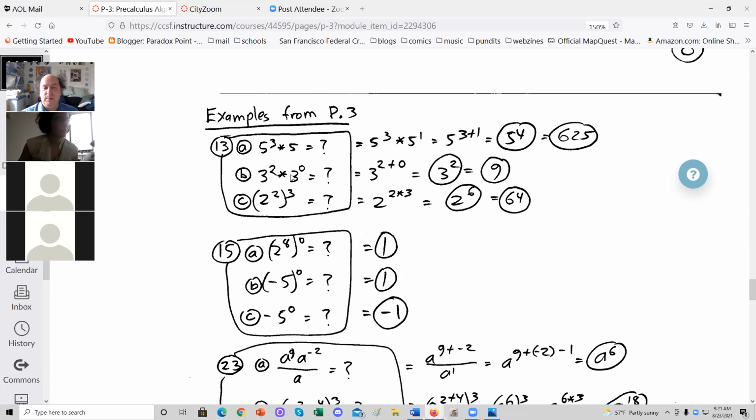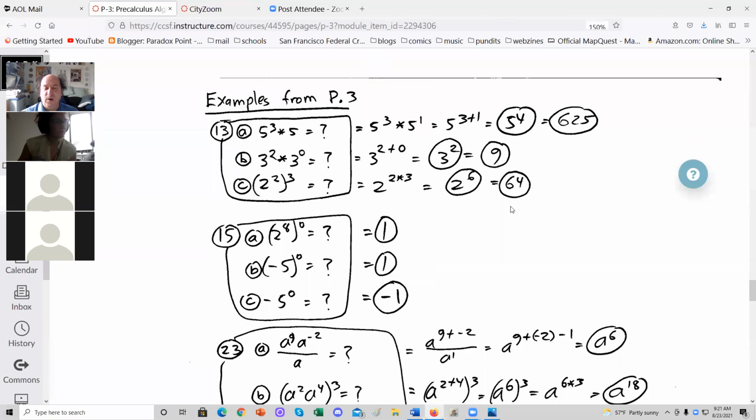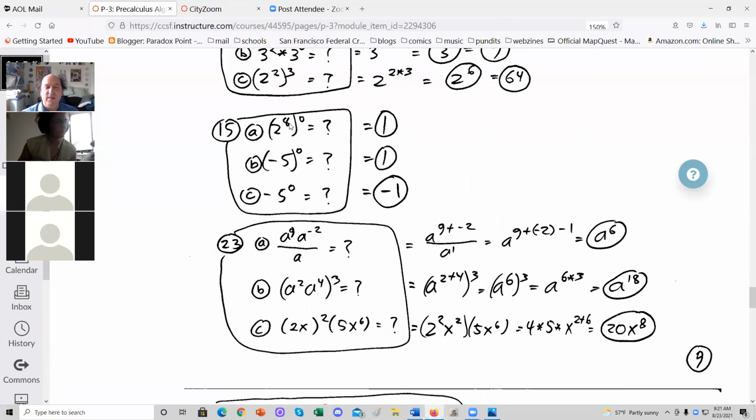Here's 3 to the second times 3 to the 0. That's 3 to the second, because 2 plus 0 is 2, or 9. x to the second cubed, that's x to the 2 times 3. That's 2 to the 6th. That's 64. Here we have 2 to the 8th to the 0, negative 5 to the 0, and the opposite of 5 to the 0. Watch out, there's trickiness here. These two, they're both 1.